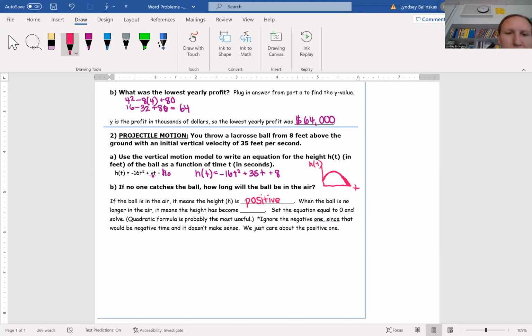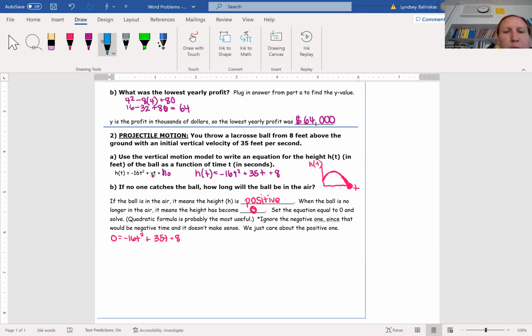When the ball is no longer in the air, it's going to be at that point right here, which is the x-intercept. It means that the height has become 0. So it's really asking us to set this equation equal to 0 and solve, because that's going to tell you at what time that happened. So we have 0 equals negative 16t squared plus 35t plus 8.